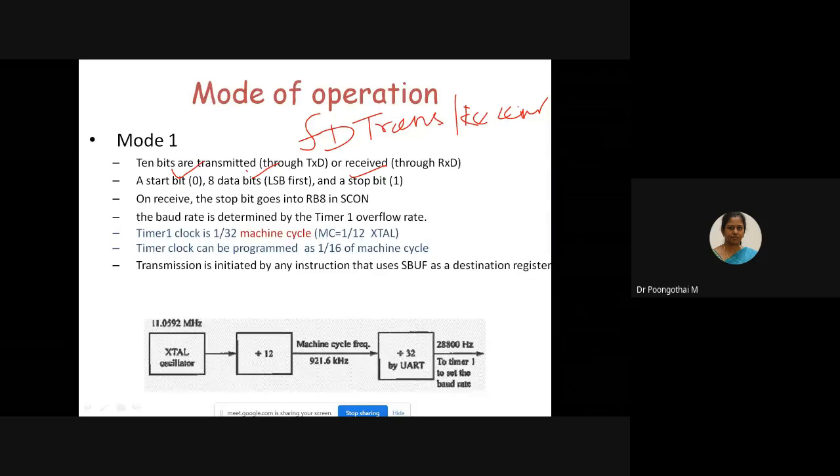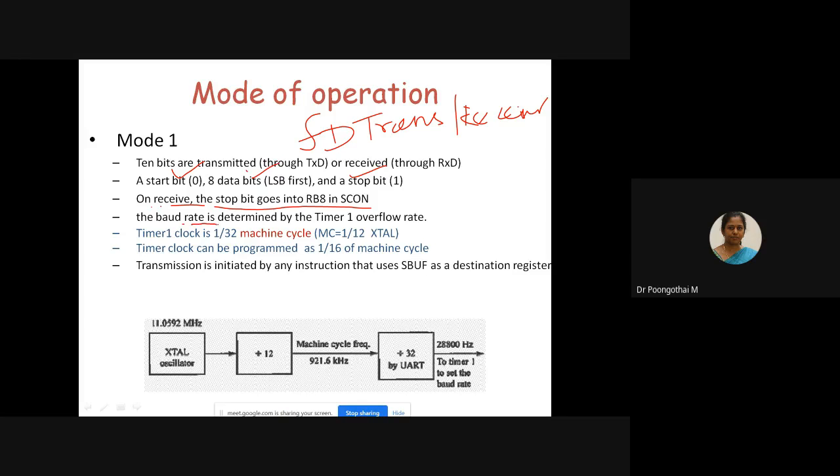And on reception, of the original 10-bit data, the start bit is discarded, the 8-bit data goes into the SBUF register, and the stop bit is saved in bit RB8 of SCON. The stop bit goes into RB8 in SCON. The 8 bits are transferred to your SBUF register, and the start bit is discarded.